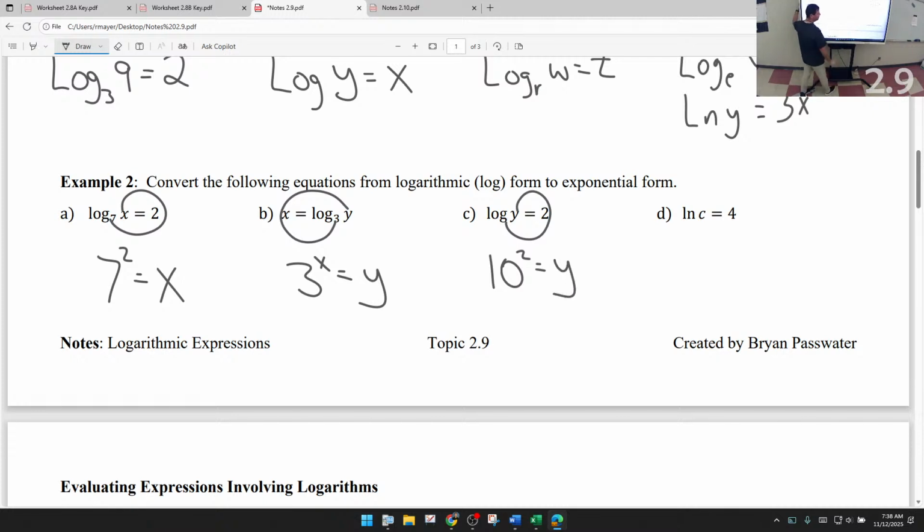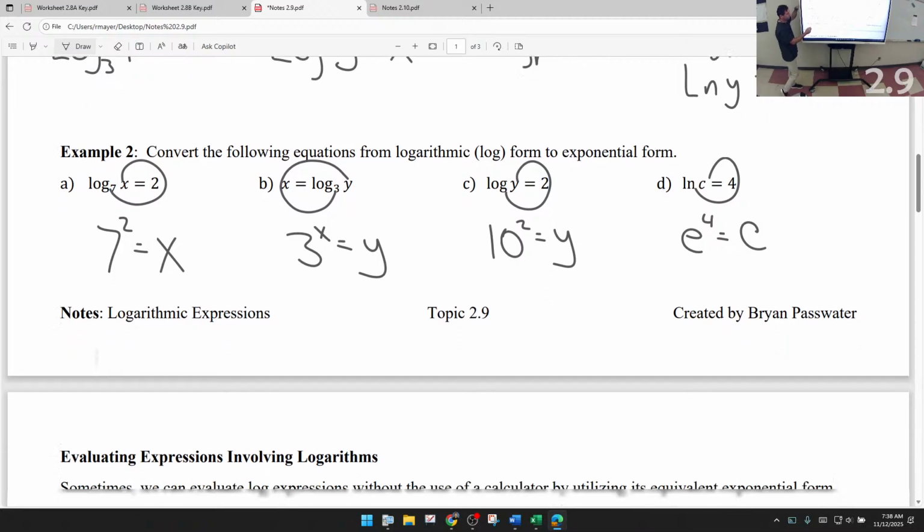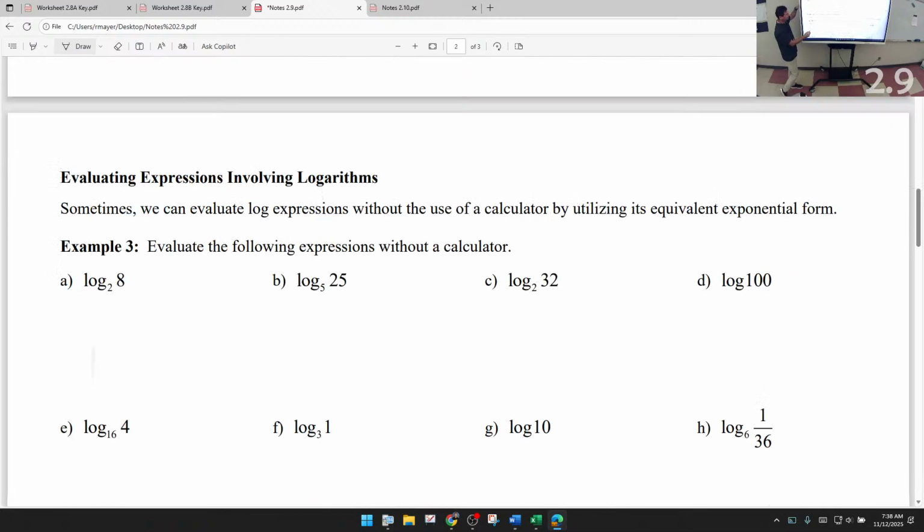And my guess is y'all are done already. This is a e to the 4 equals c. Yes, no, maybe, okay, good. Beautiful.